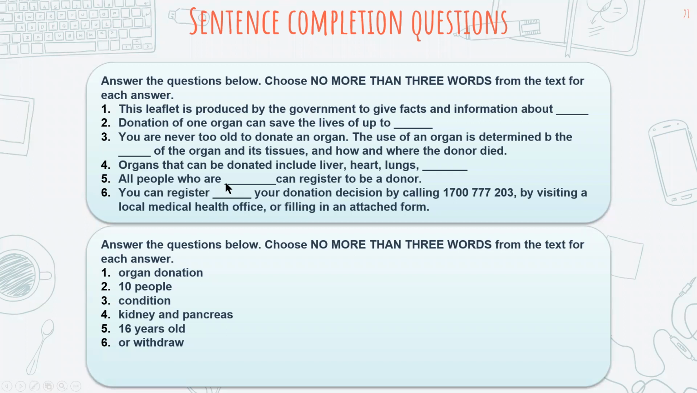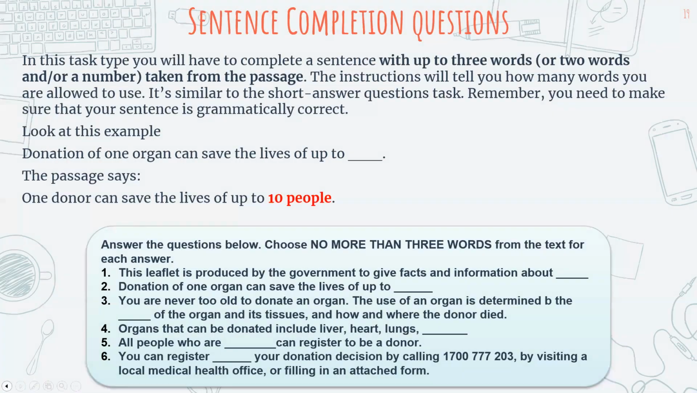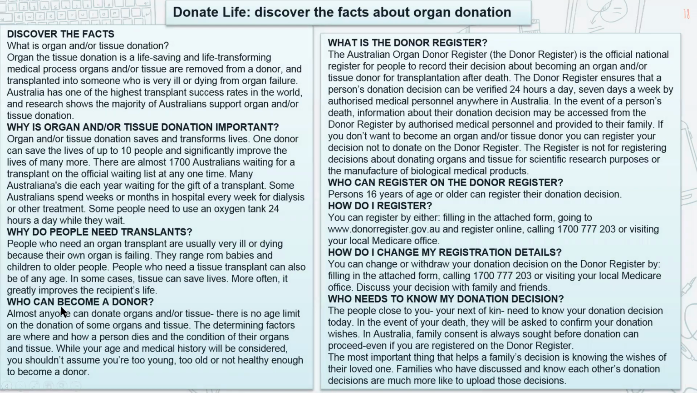All people who are something can register to be a donor. So I have register and donor. These are the keywords that I need to be looking for, scanning for. Okay. It's right here. Who can become a donor? Okay. Who? It's for people, of course, and a donor. Almost anyone can donate organs. Donate. Okay. There's no age limit. No, the answer is not here. Keep reading. Okay.